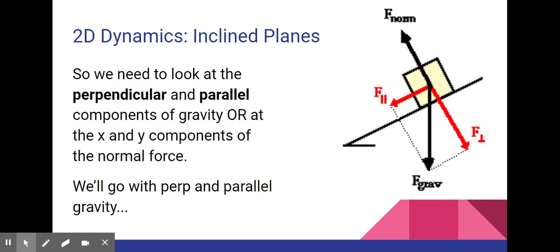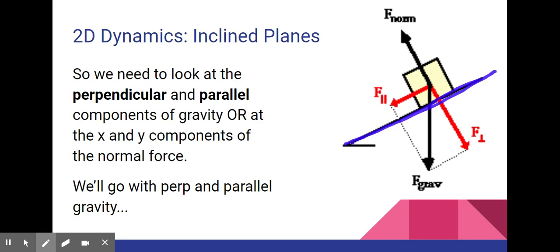So we need to look at either the x and y components of the normal force, which would be something like this. So you'd need to resolve for your x and your y components of the normal force, and you can do the problem that way. Or we can look at the parallel and perpendicular components of gravity. This is the more conventional way of doing it because it's kind of pretending like we've tilted this inclined plane so that it's a level surface. We're kind of just pretending that it's level.